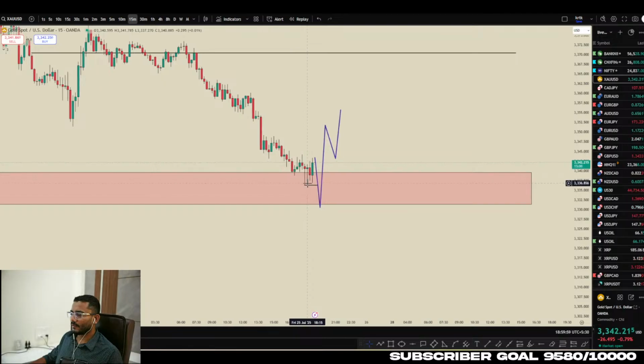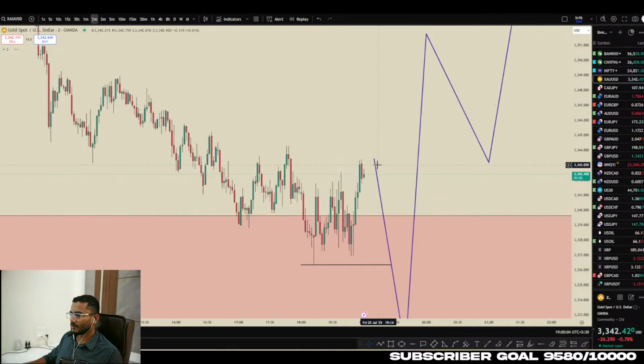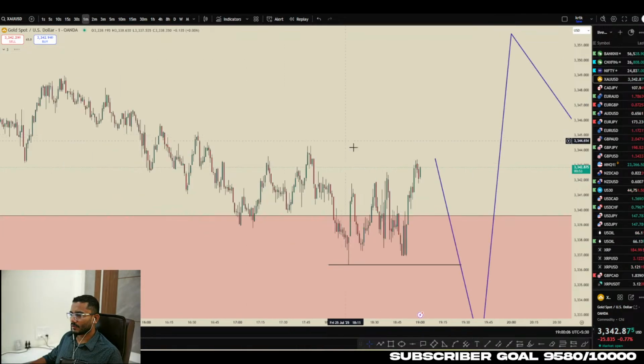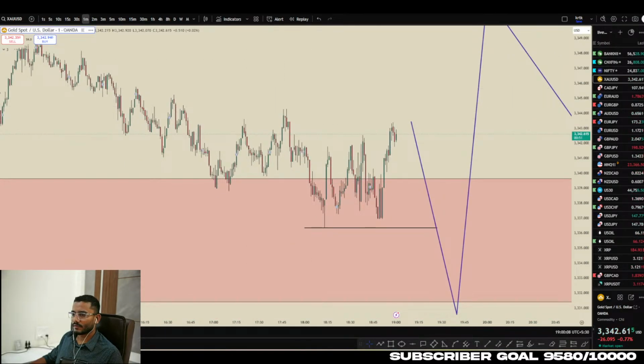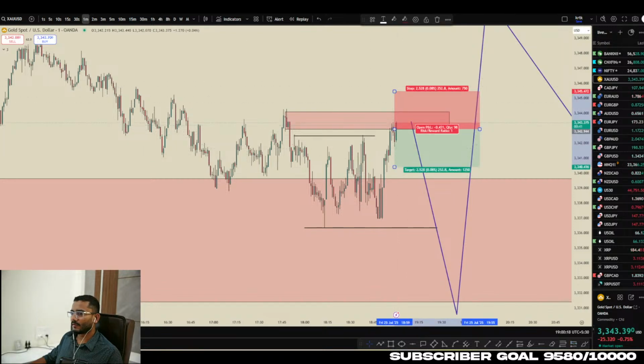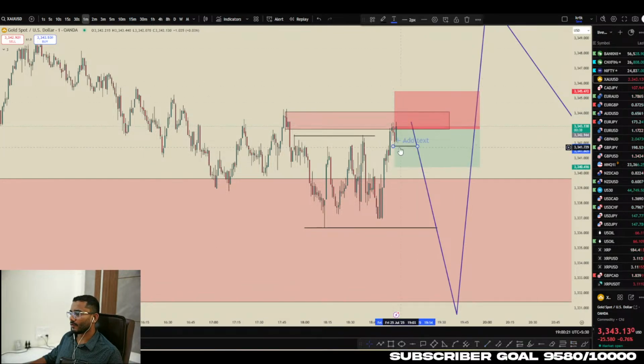Right now, it's creating more sell side liquidity. Like price can tap this sort of block. We have this trend line liquidity above this area. Like this is a scalping trade, if price breaks this previous low, this one.